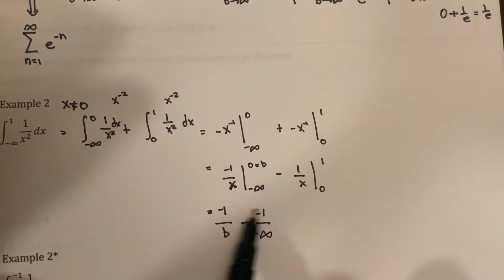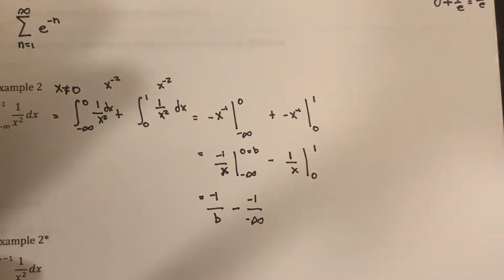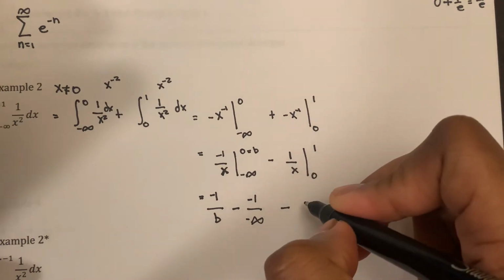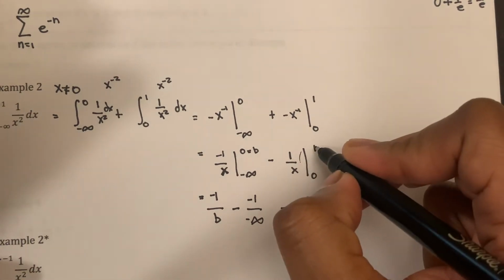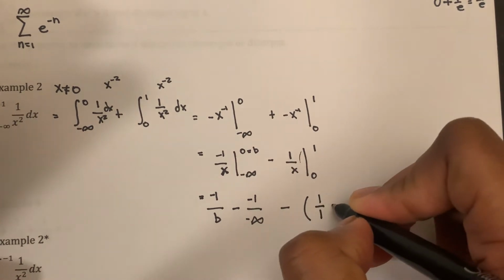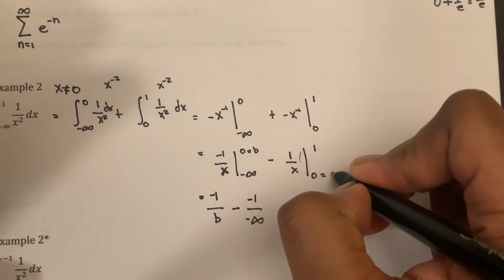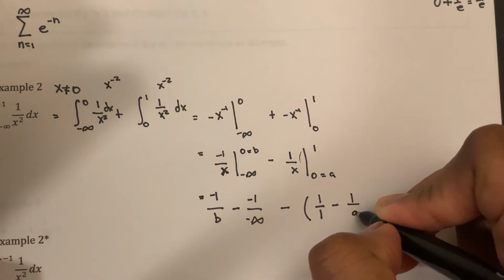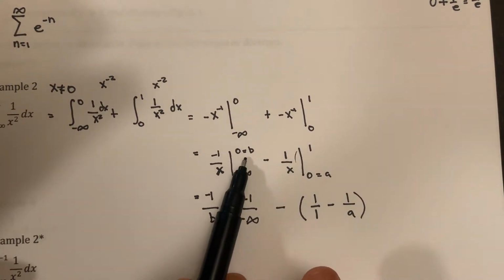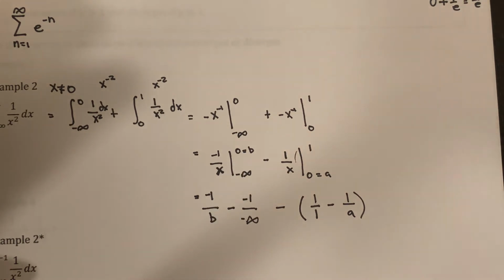Now, again, this is improper notation, but it just helps illustrate what we have going on. So then, when we substitute in 1 and 0 for the second integral, we're going to have minus 1 over 1 minus 1 over, in this case, a, and we'll see what we get. So b is some number that's really close to 0.